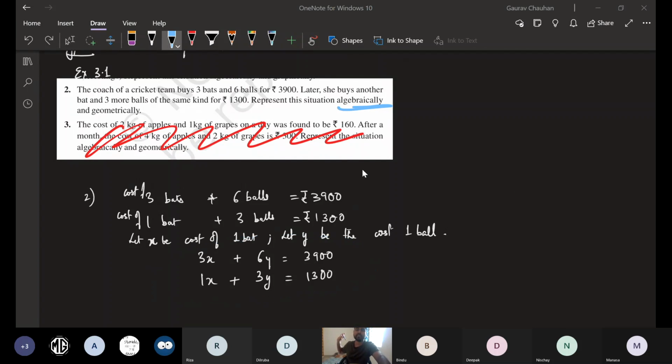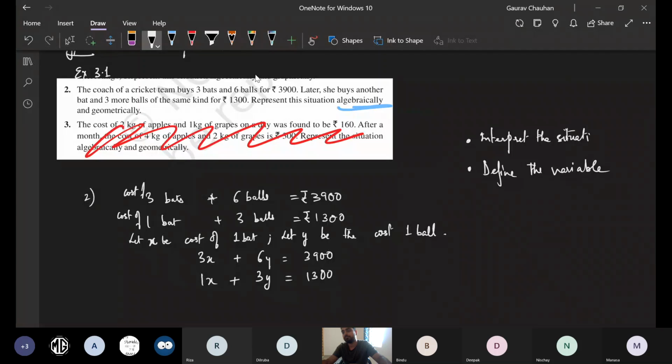Important things to note. You have seen this back in 8th class. You have to define the variable. Let x be what, let y be what. You have to define it. It's a very important thing. Then before this, what Manasa did here was interpret the situation mathematically. That's what Manasa is doing here.